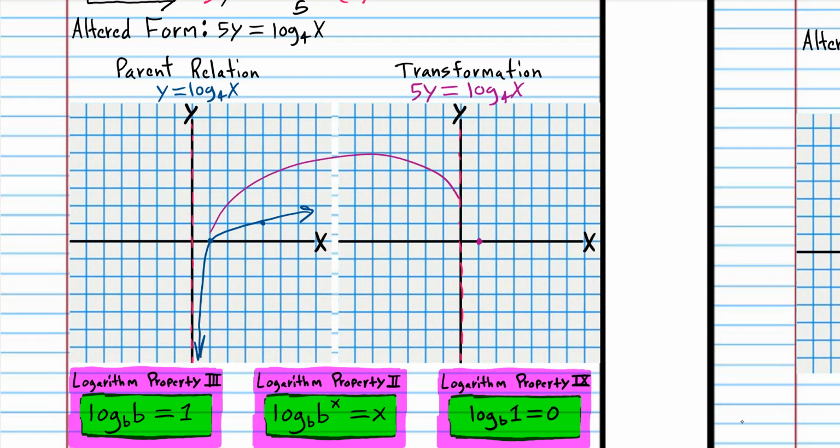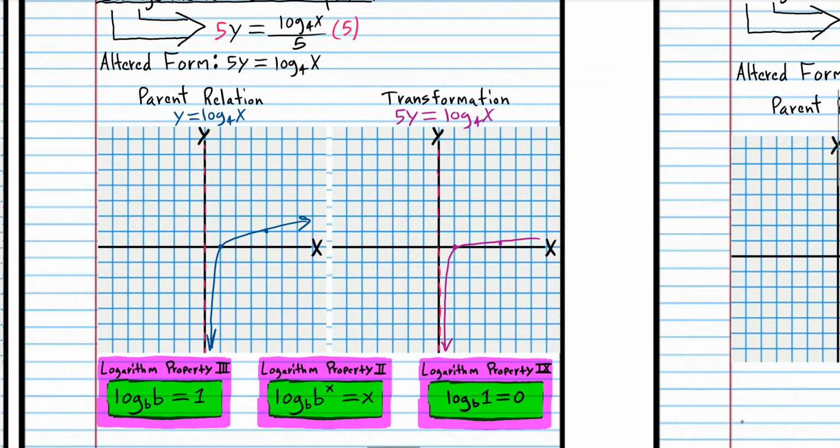This point here is not going to change because the y value is 0. This point is going to go down. The new y value of that point is going to be 1/5, so it's going to be pretty close to the x-axis. And those are the only points that really fit on the graph. So you can see what happened: it was a vertical compression. We pushed down on the graph.